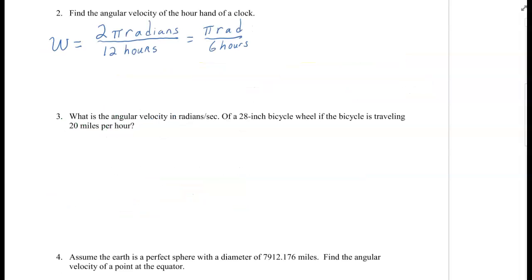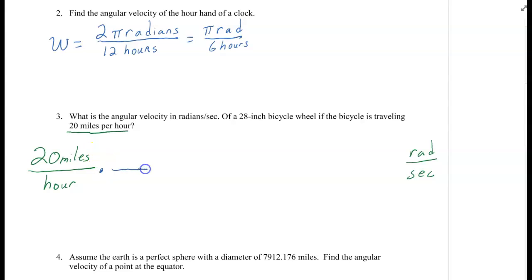Let's look at problem number 3. What is the angular velocity in radians per second of a 28-inch bicycle wheel if it is traveling 20 miles per hour? So right now we have this unit, 20 miles per hour. And the goal, I'm going to write the goal off to the right, is to get radians per second. So as I mentioned, I think of this more as a chemistry problem. So we need to convert hours to seconds, and then we need to convert miles to radians, because we need to match up the numerator and match up the denominator.